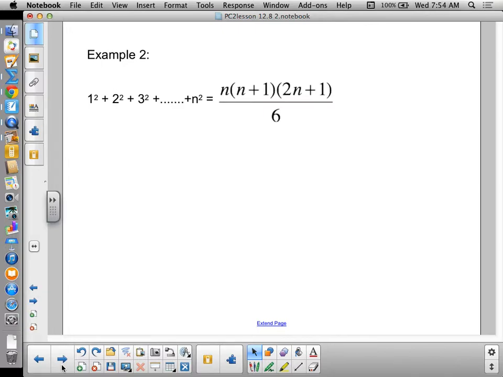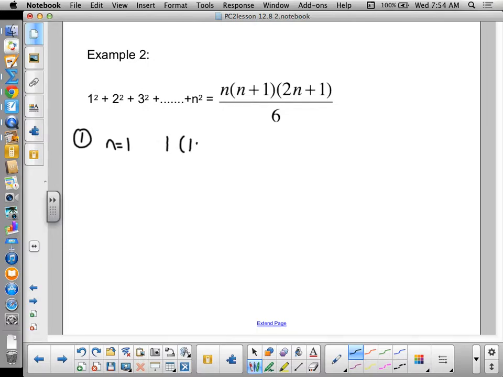Here's a formula for the sum of squares. 1 squared plus 2 squared plus 3 squared, etc., plus n squared equals n times n plus 1 times 2n plus 1 over 6. Let's prove that that's true. So step 1, show that it's true for n equals 1.